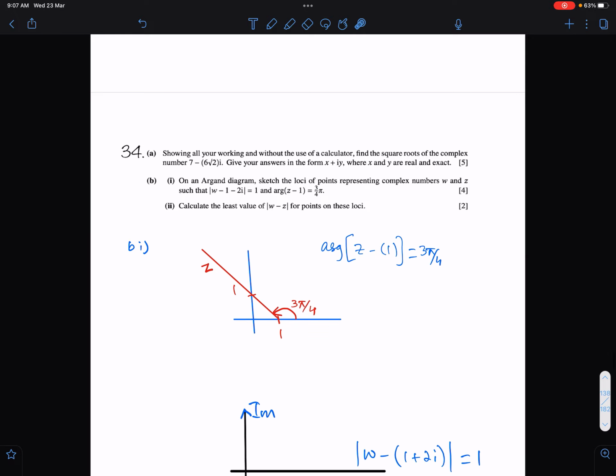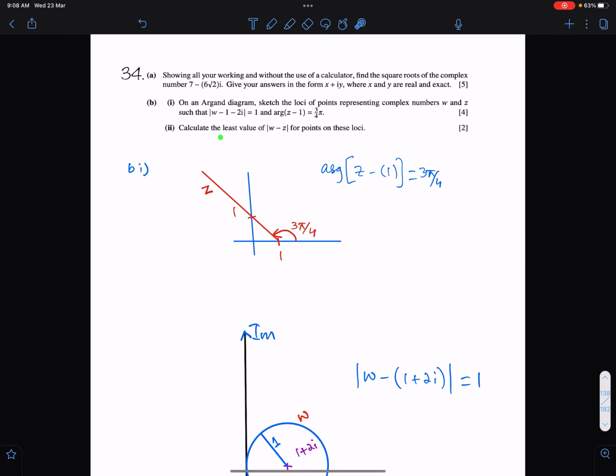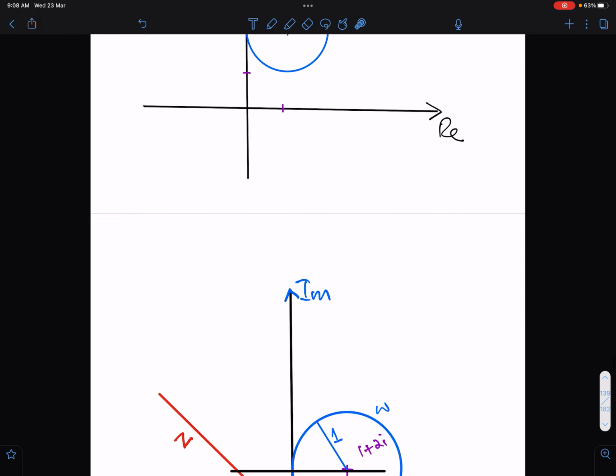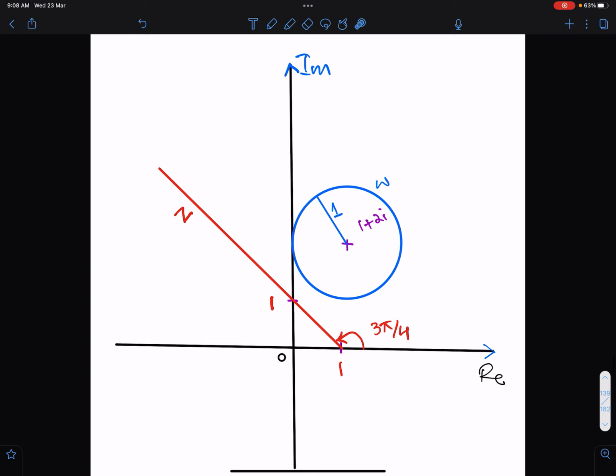Now B part 2. Calculate the shortest distance. Least value means the shortest distance between W and Z for points on these loci. So for the shortest distance between these two, we have to drop a perpendicular from center of the circle to this line. And this angle is 90 degrees.